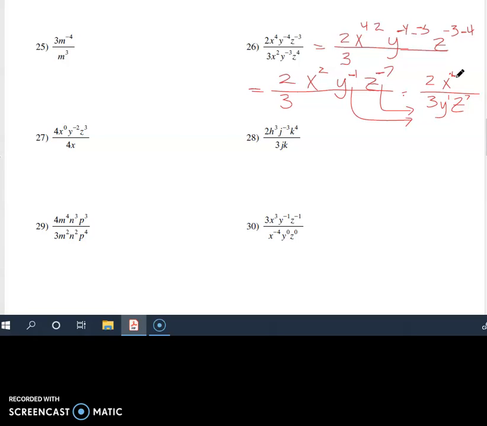Let's take a look at problem 28. I want you to go ahead and take a look at it on your own, turn the video back on when you're finished. So like the previous problem, the 2 and the 3, there's only one of them, so they're going to stay right where they're at since the exponents are both 1. For the h, there is only one h in the numerator, so there's nothing we're going to be doing with the h's. For the j, we have a j in the numerator and a j in the denominator, so it's going to be negative 3 minus 1, because the exponent on the j as well as the k in the denominator are both 1s. And then the k, we're going to subtract 4 minus 1.